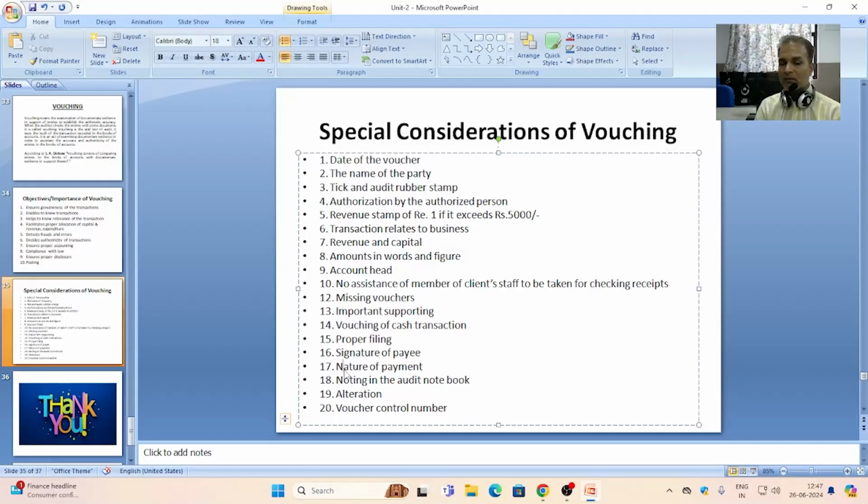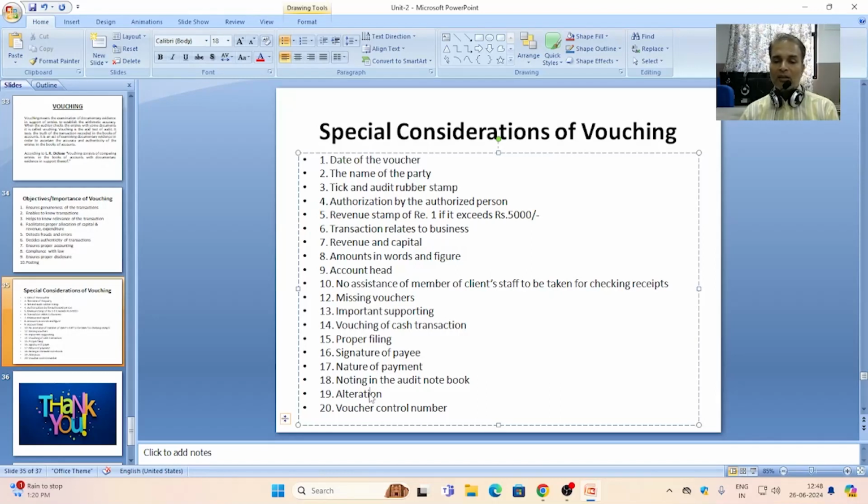Nature of payment: at this point, the auditor should check which type of payment it is, whether cash or cheque. In case of cash, the account head will be cash, or in case of cheque or bank, the account head will be the name of the particular bank. During vouching, the auditor should note all the important observations in his audit notebook, which will fulfil the requirement at the time of future reference.